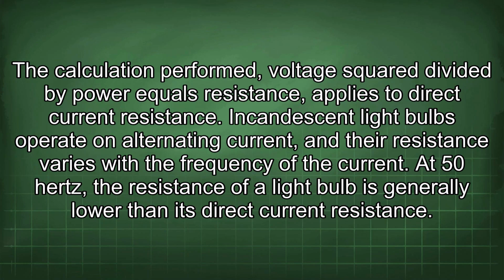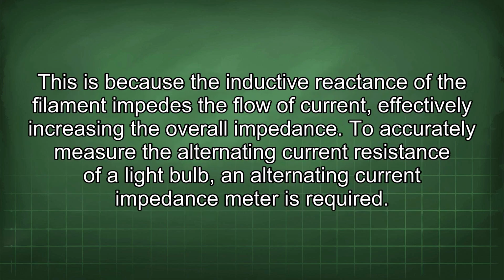The calculation performed, voltage squared divided by power equals resistance, applies to direct current resistance. Incandescent light bulbs operate on alternating current, and their resistance varies with the frequency of the current. At 50 Hz, the resistance of a light bulb is generally lower than its direct current resistance. This is because the inductive reactance of the filament impedes the flow of current, effectively increasing the overall impedance.